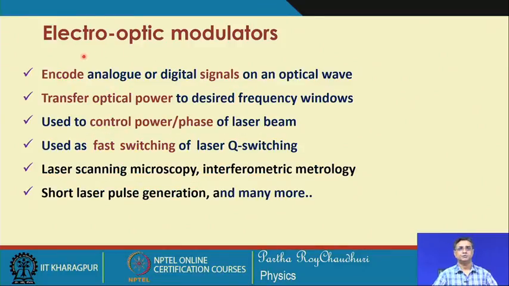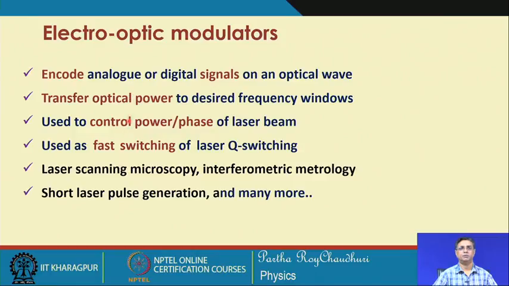So, for electro-optic modulators, these are the basic things that have to be taken care of before designing and going for an application. Electro-optic modulators basically encode analog or digital signals on an optical wave in the form of phase or amplitude. The modulator which carries the modulation signal then transfers optical power to desired frequency windows. This task is also done. There are many more applications, of course.